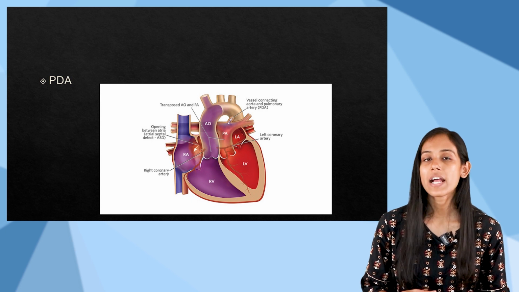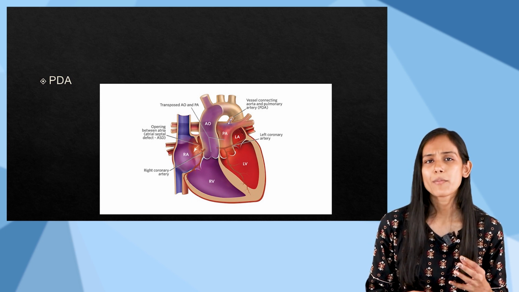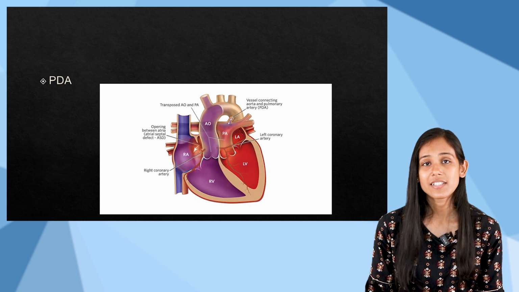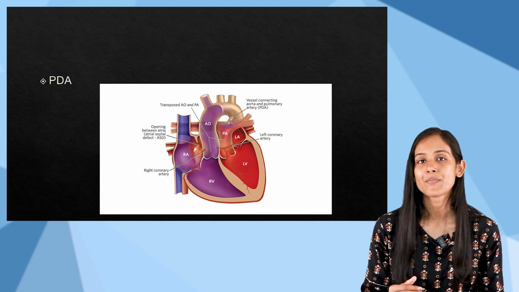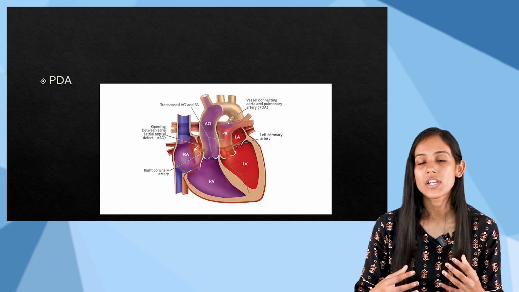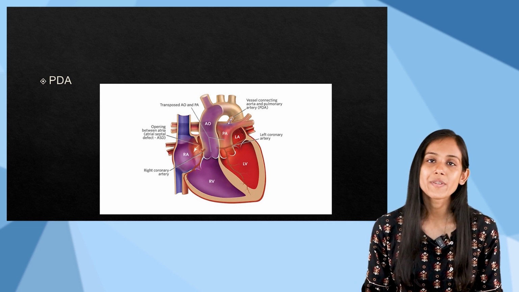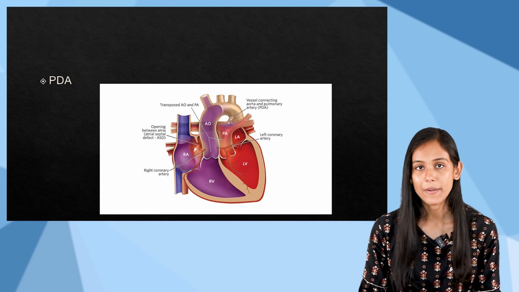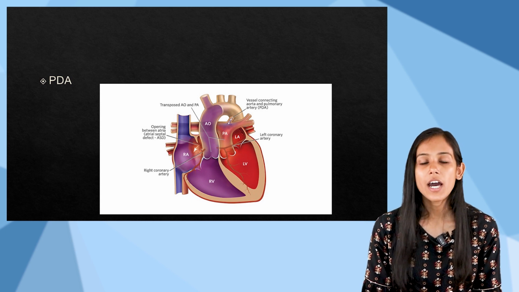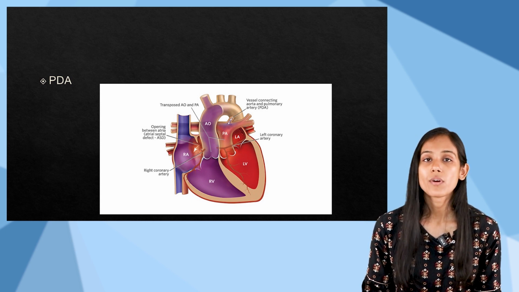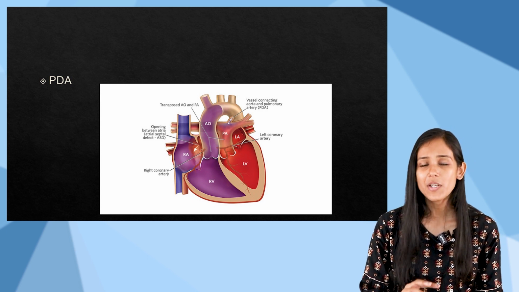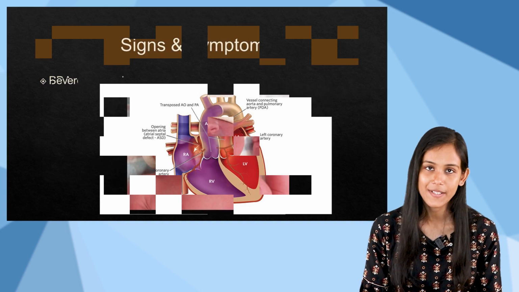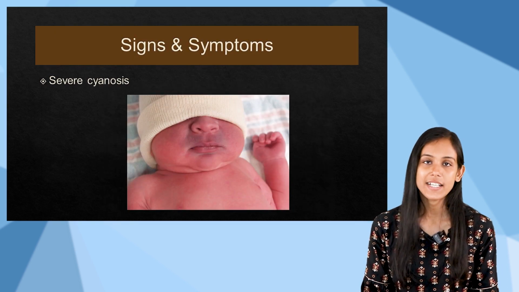So that will also help some of the oxygenated blood to enter the systemic circulation. So that's how these congenital heart defects would help a child who presents with TGA. Well, so we understood how the blood flows when there is transposition of great arteries, when there is switching of these two great arteries. Now, let us move to the signs and symptoms.